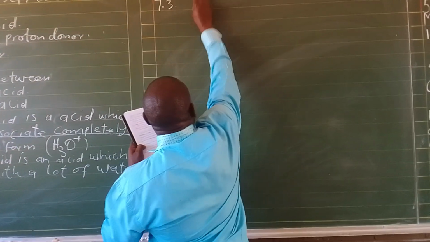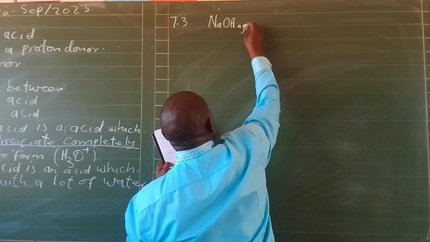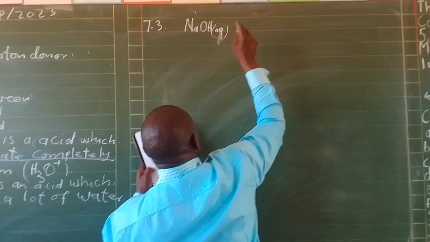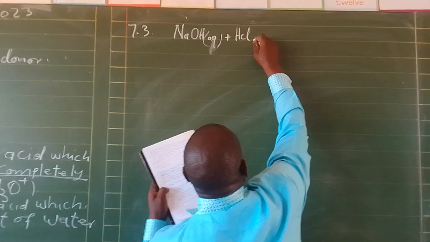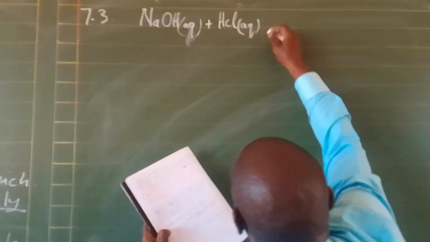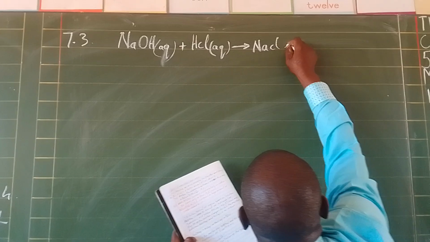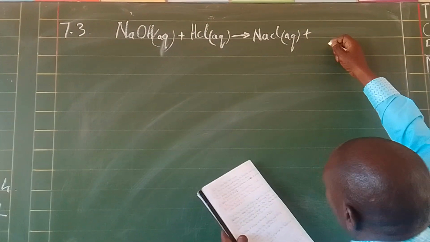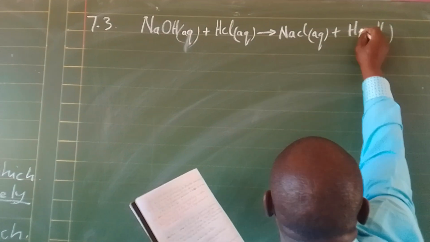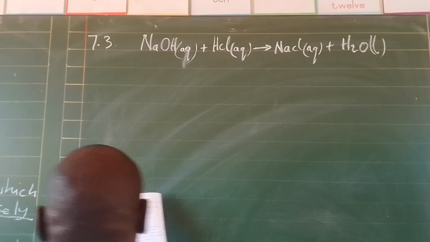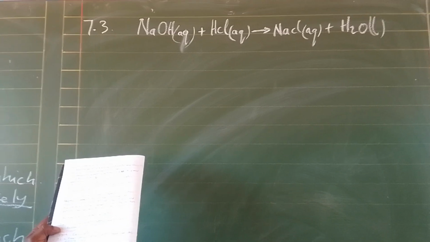The reaction between sodium hydroxide and hydrochloric acid is as follows. We have sodium hydroxide, it is aqueous, plus hydrochloric acid, also aqueous, forming a salt, sodium chloride, also aqueous, and water in the form of liquid. Then the next question says, is the reaction between sodium hydroxide and hydrochloric acid exothermic or endothermic?